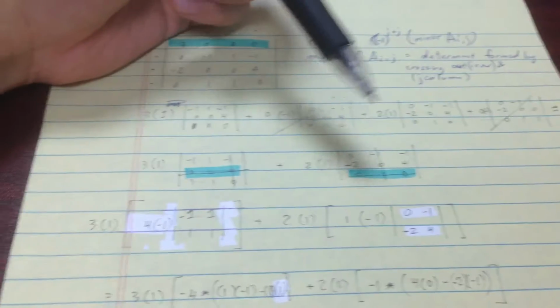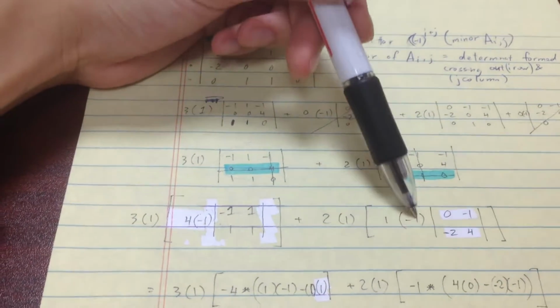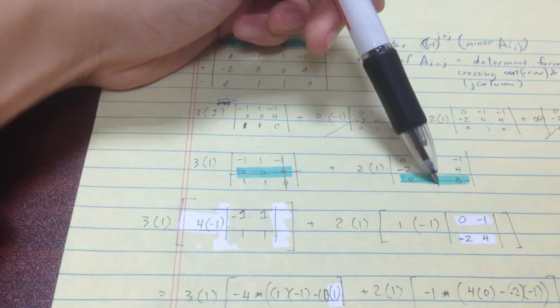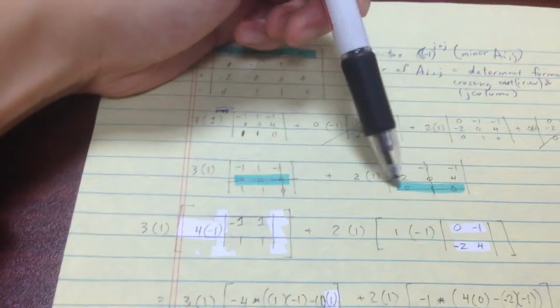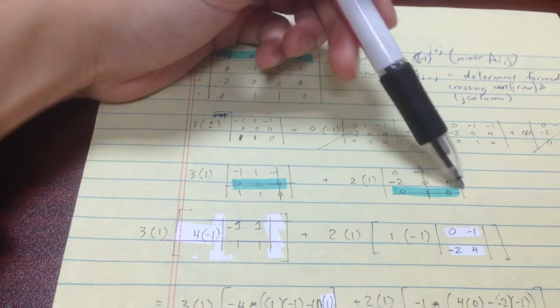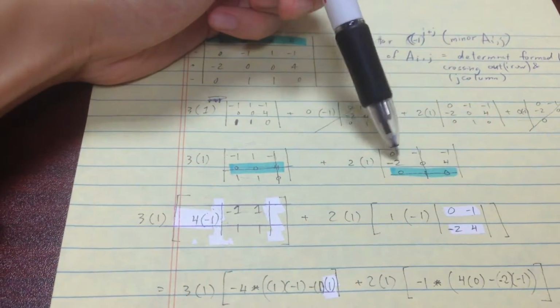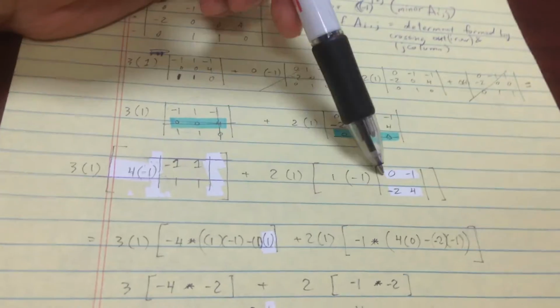So same thing with 2, just finding this to be -1 for the cofactor of 1, because positive, negative. And then when you cross out all the terms that are in the same row and column as 1, you just have 0, -1, -2, 4. And now you have these two parts.